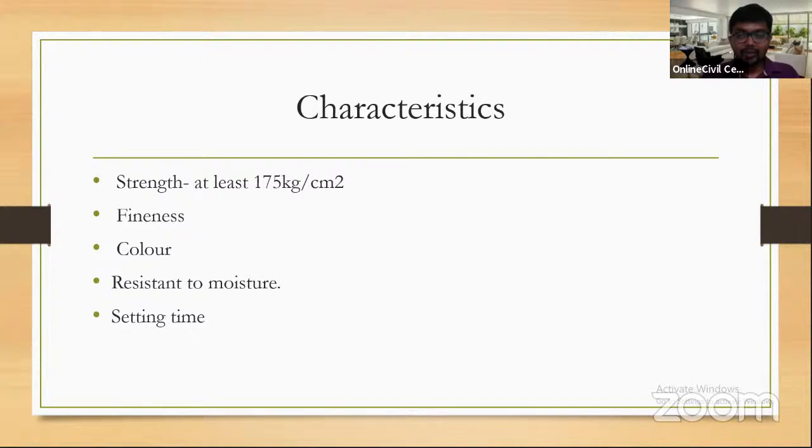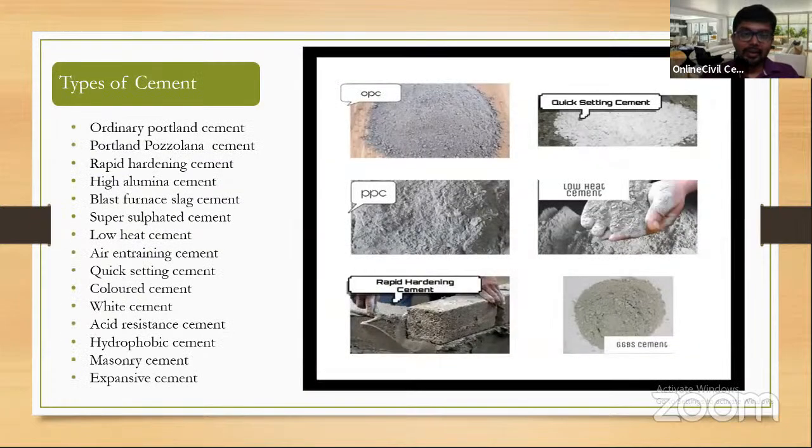Characteristics of cement: strength should be at least 175 kg per square centimeter, and the cement should be fine. Fineness should be proper, along with color and resistance to moisture, and the setting time should also be checked. So these are the different types of cement.